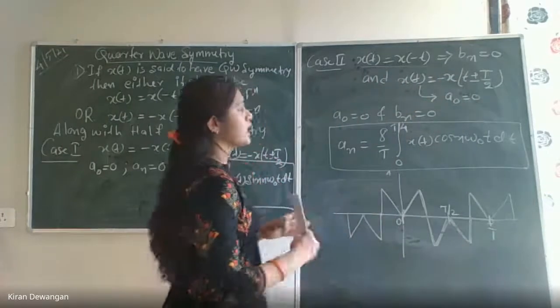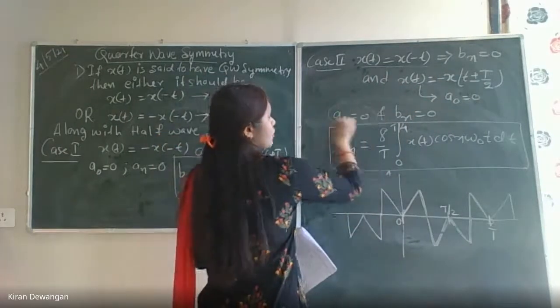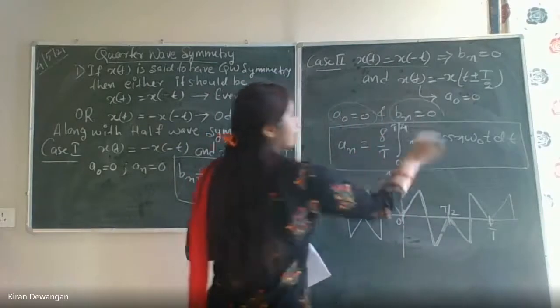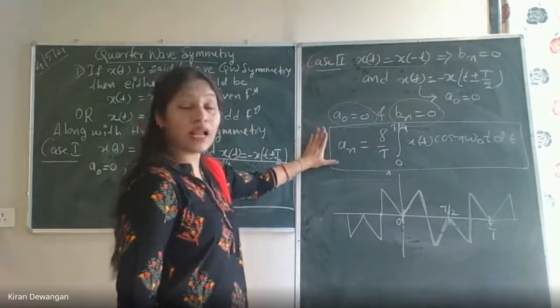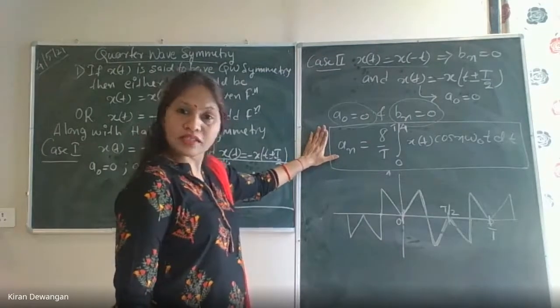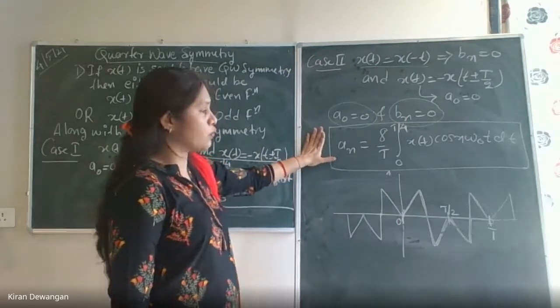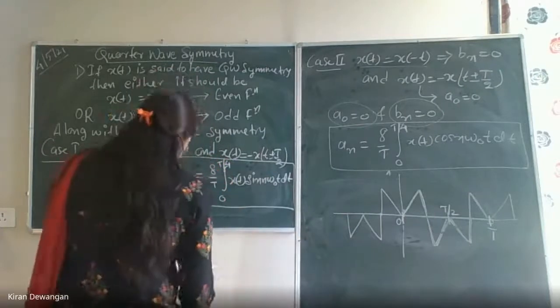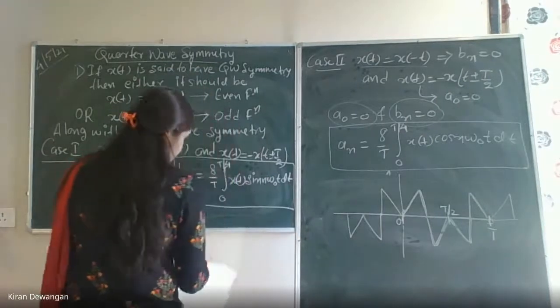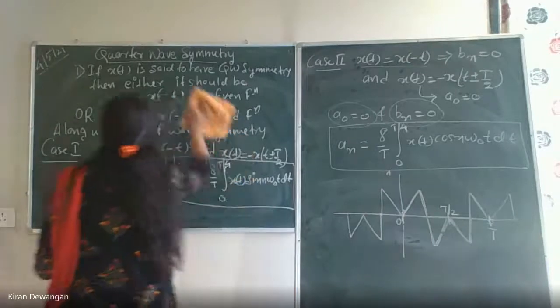So in this case, we don't have to calculate A0 and Bn. We'll calculate only An in this. Okay? So we will only calculate An and then we'll get the answer. Now let us do one question based on this. Let's do a question directly.